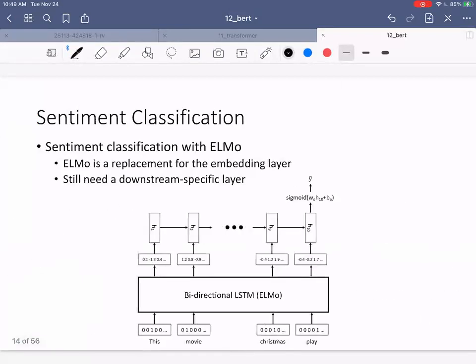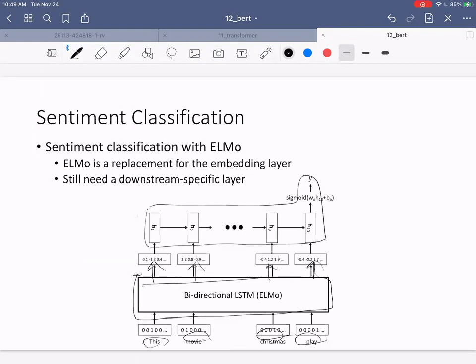Now, when you use ELMo, ELMo is simply a replacement for the embedding layer. So you don't actually fine-tune ELMo. Once you've pre-trained ELMo on forward language model and backward language model tasks, it is more or less fixed. So here, the example is there is already a pre-trained ELMo. When you want to do sentiment classification, you put your words into ELMo, and ELMo will generate corresponding embeddings. And then you simply use that to train your LSTM. So you still need a downstream-specific layer. If you're doing sentiment classification, you need an LSTM layer on top of ELMo. If you're doing question answering, then you need canonical question answering models, like bidirectional attention flow.